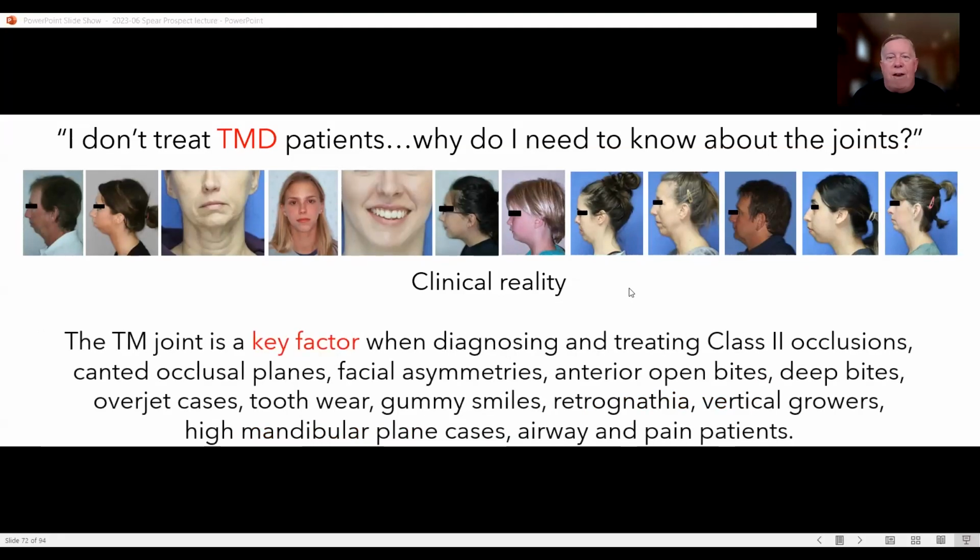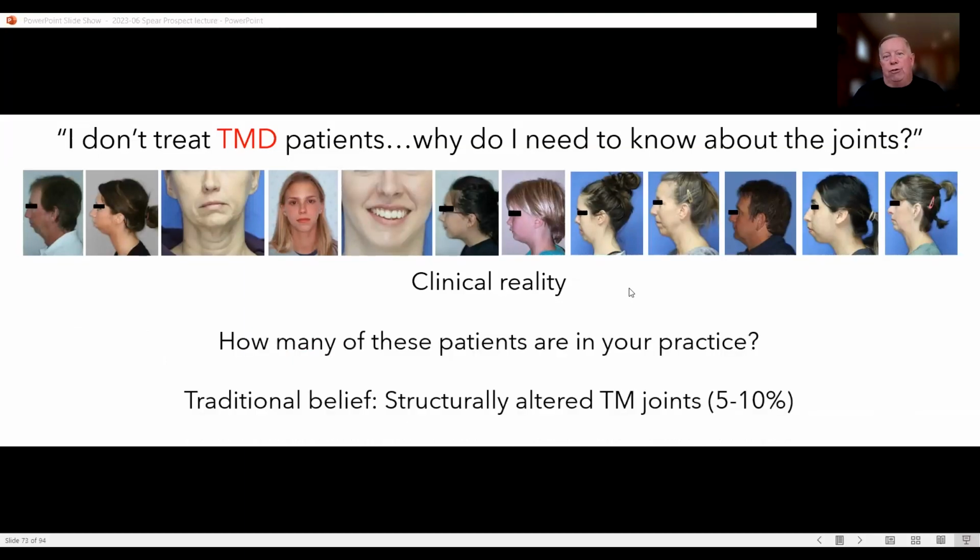So joints are a key factor, with or without pain, when you're looking at class 2 occlusions, canted occlusal planes, facial asymmetries, anterior open bites, deep bites, overjets, wear cases, gummy smiles, retrognathic patients, vertical growers, high mandibular plane angles, airway patients, and pain patients. That makes up a lot of our day. How many of these patients are in your practice? We were told it was 5 to 10%. Today, we know it's closer to a third to half.